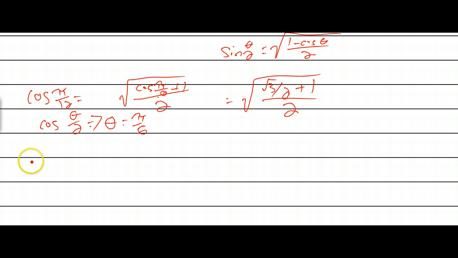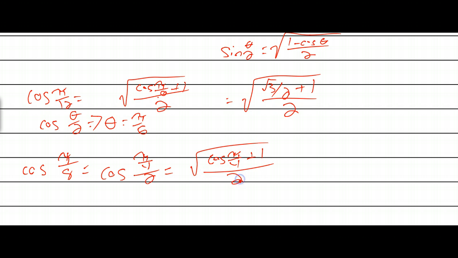Now the same thing we're going to do for cosine of pi over 8. We're going to use the half angle formula again, so it's cosine of pi over 4 divided by 2. So once again, it's the cosine of pi over 4 plus 1 over 2. Cosine of pi over 4 is square root of 2 over 2. So it's the square root of square root of 2 over 2 plus 1, divided by 2.